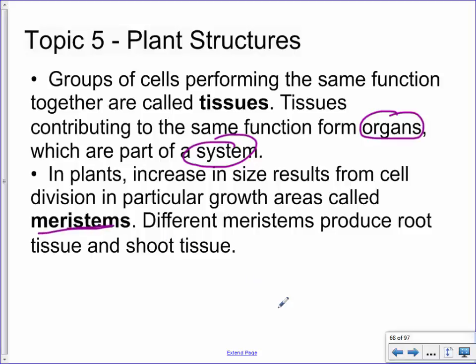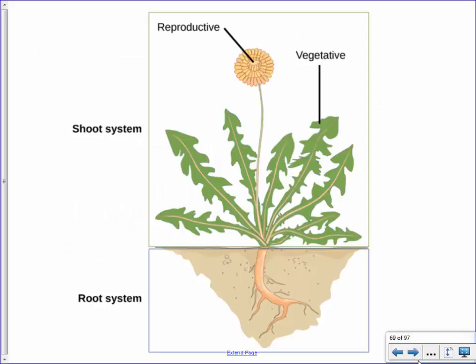Meristems are the things that grow. We're actually going to talk a little bit more about that today, so don't forget that word. There's the root and shoot system, basically above and below ground.